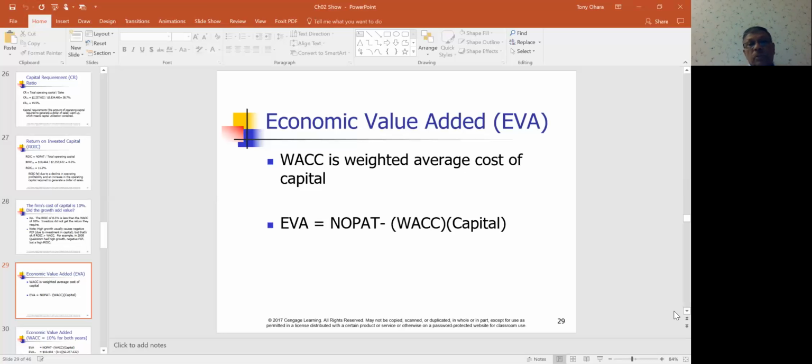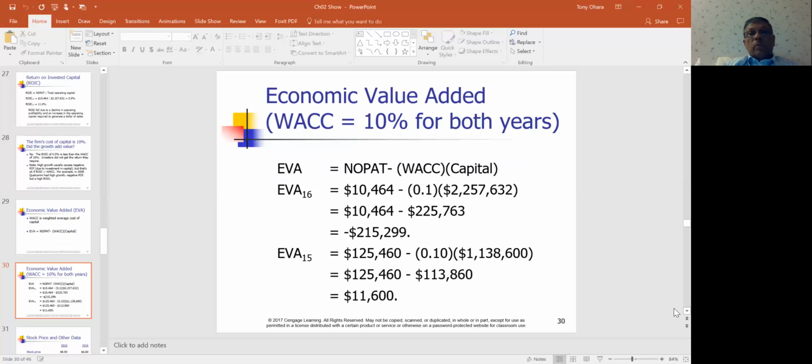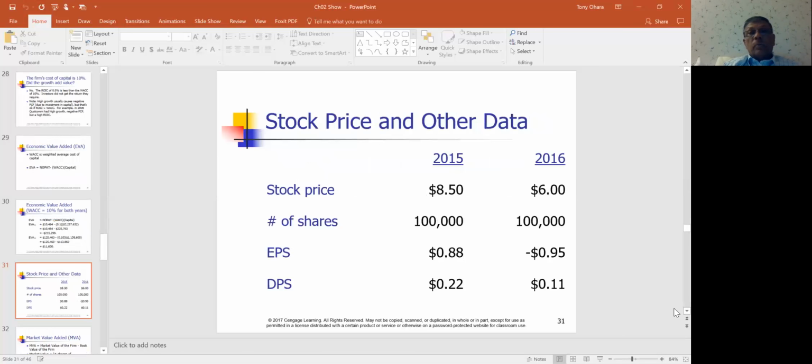Here you see he uses NOPAT times the weighted average cost of capital for total capital to see what we come up with. So basically, we're trying to make sure that we're earning at least our cost of capital. And if we are, then we have economic value added. And that's what he's doing here. So he goes through this computation. It's good to walk that through.